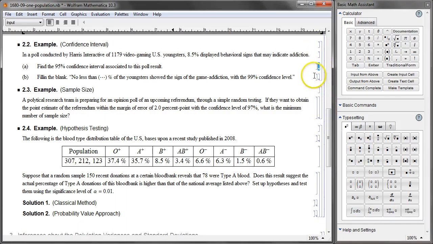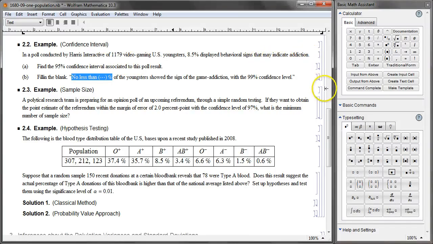Let's go to the next problem. Fill in the blank. No less than a certain percentage of youngsters show the sign of game addiction with 99% confidence level. This problem is a little bit disguised, but the 'no less than' part is telling us that we are looking for a one-sided confidence interval, and more precisely, a lower confidence bound. No less than means greater than or equal to something, so it's going to be a lower confidence bound. Anything greater than that will be okay.